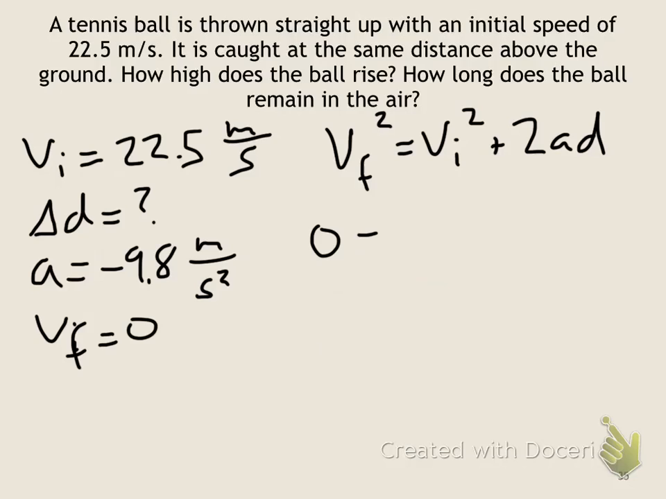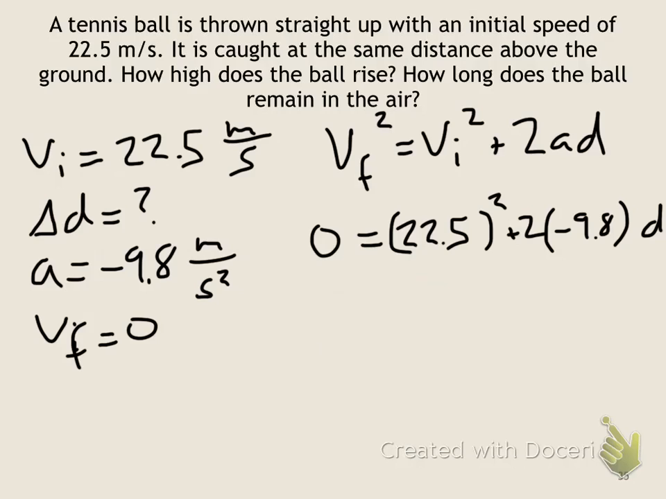So 0 equals 22.5 squared plus 2 times negative 9.8 times our D. We can solve for D and we get 25.8 meters.